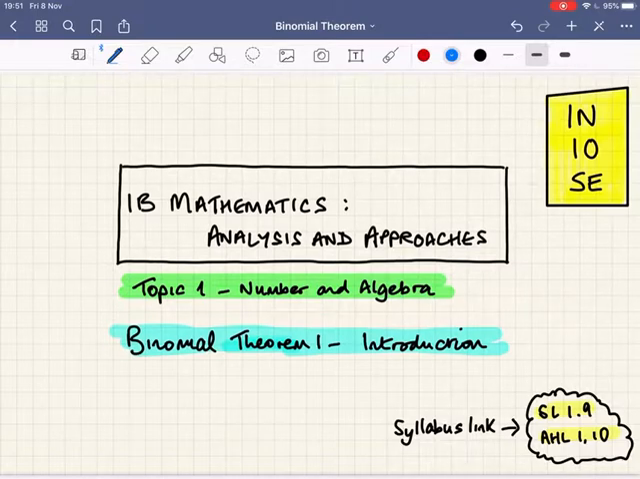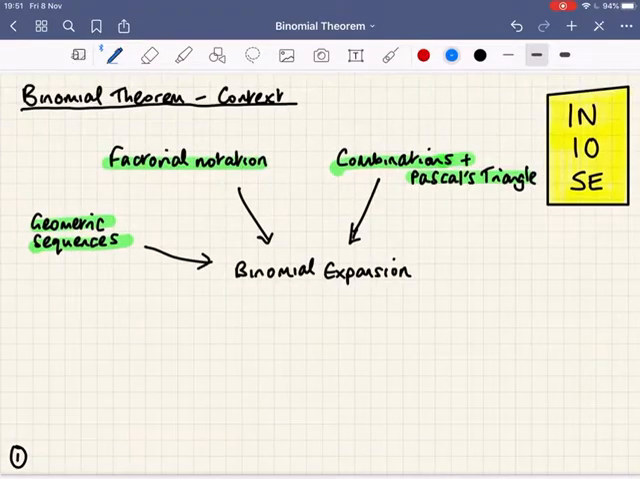You'll see from the syllabus links in the bottom right hand corner, this is a standard level topic, SL 1.9, and then there are some extended components for higher level 1.10, and we will look at those later. In the context of what we've been doing, prior knowledge, work on factorial notation, work on combinations and Pascal's triangle, some of the work on geometric sequences, all feed into what we will be using for the binomial expansion. So do take a look at the videos on those topics in advance if you haven't looked at those areas already.